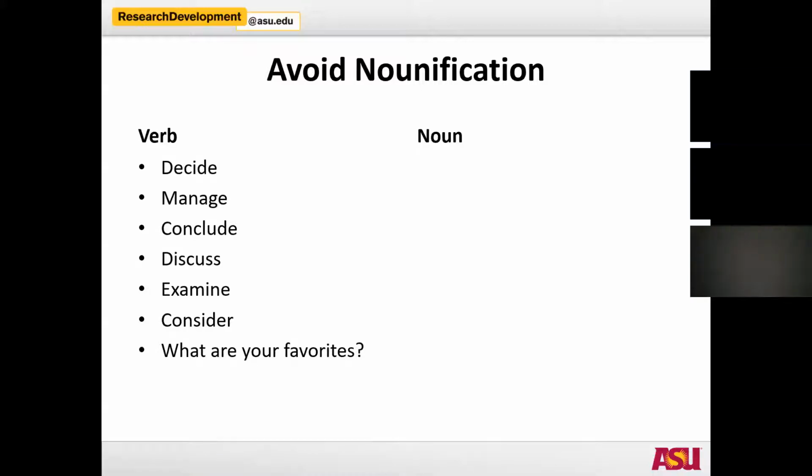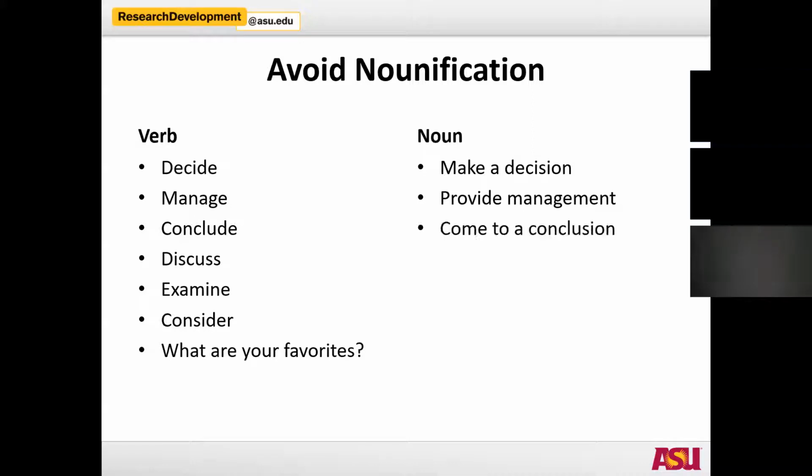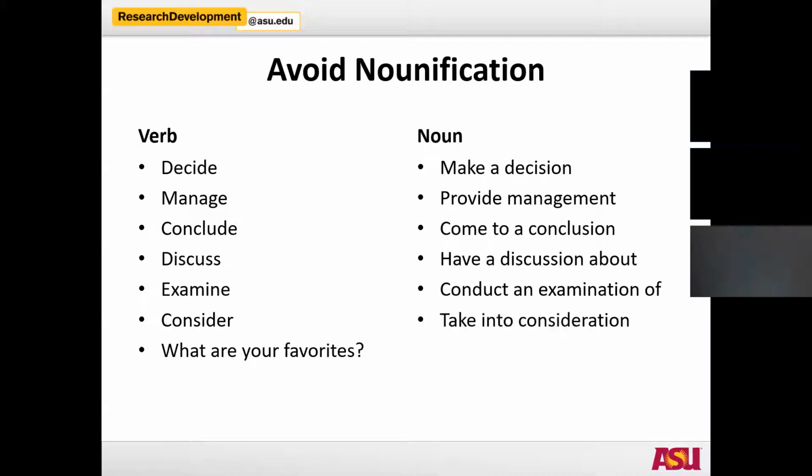So avoid nounification. Take a perfectly wonderful verb and make it into a noun. So how do you do that? Instead of decide, make a decision. How about manage? Provide management. You don't need that. Conclude. Come to a conclusion. See this stuff in proposals all the time. Discuss. Have a discussion about. Examine. Conduct an examination of. Consider. Take into consideration.